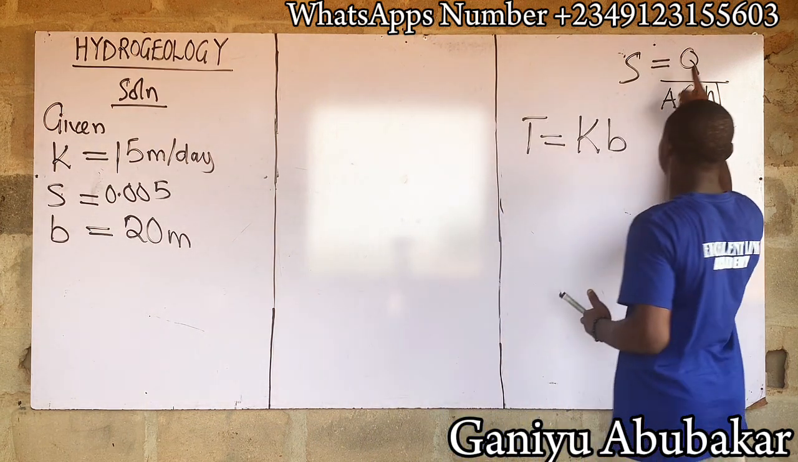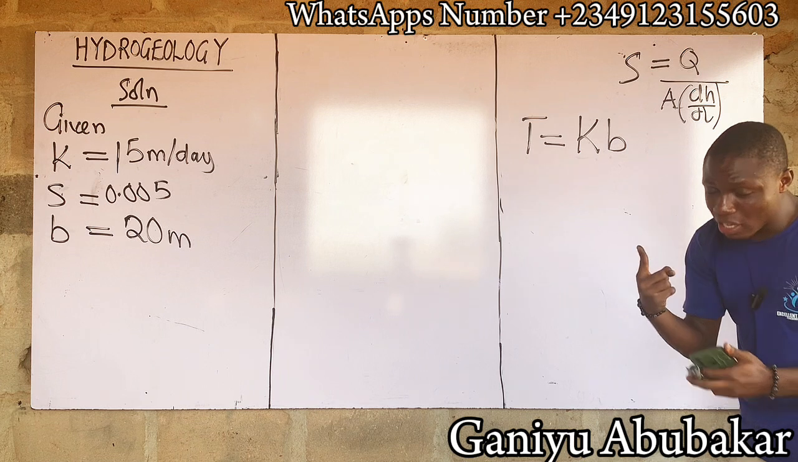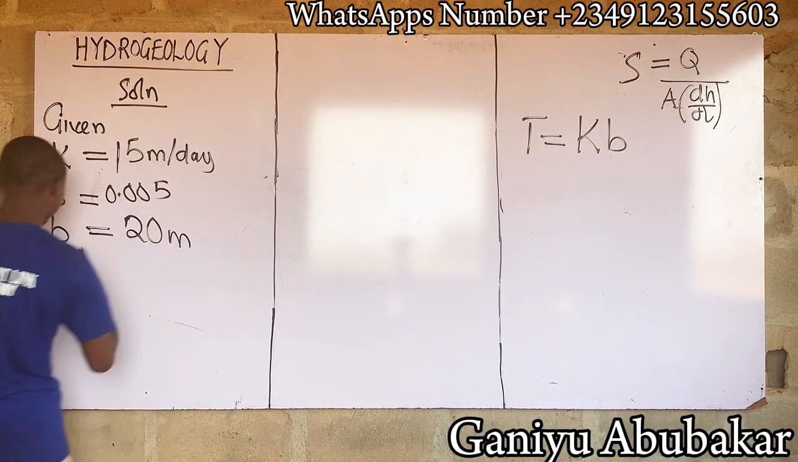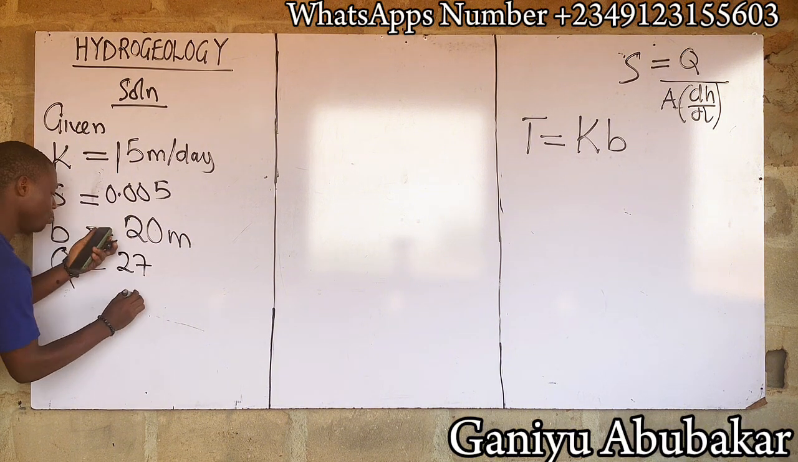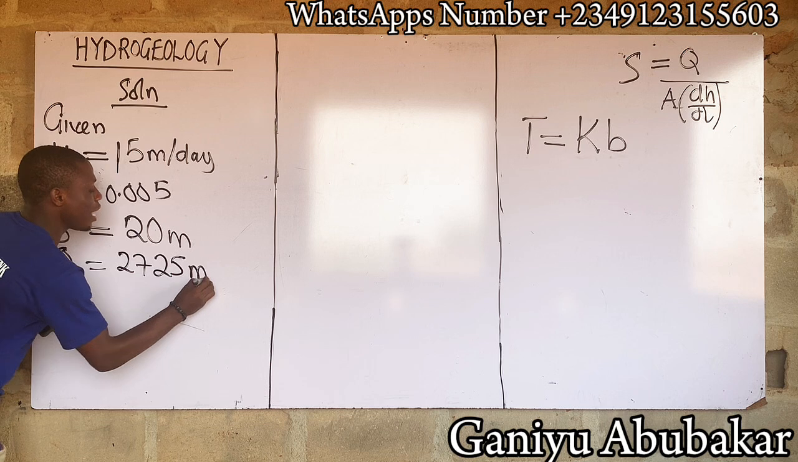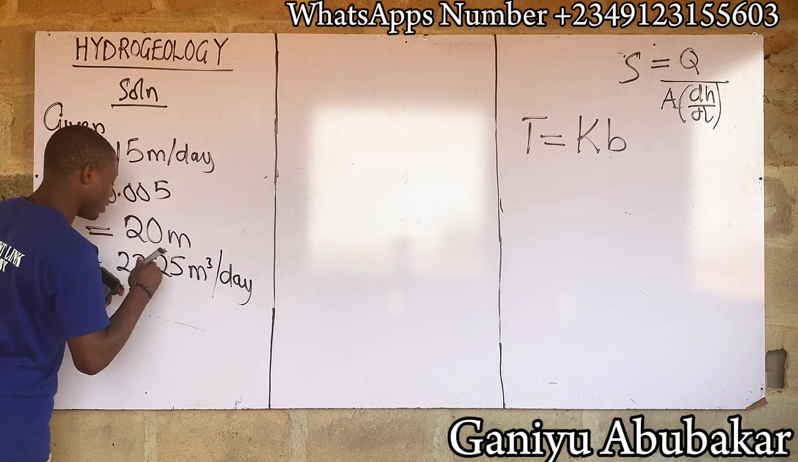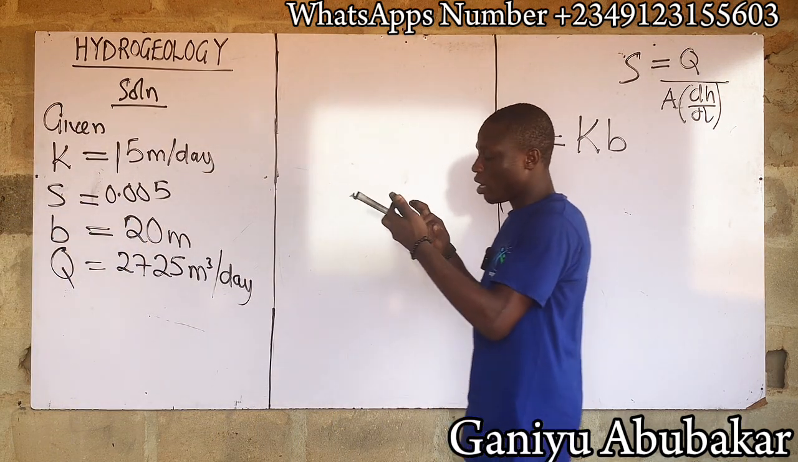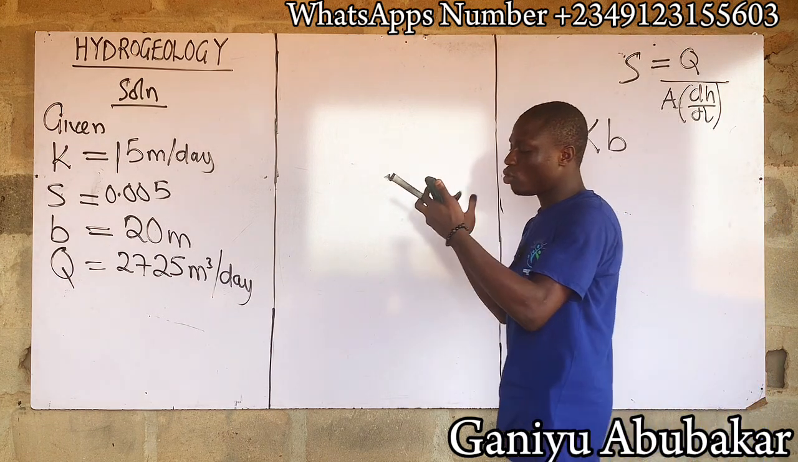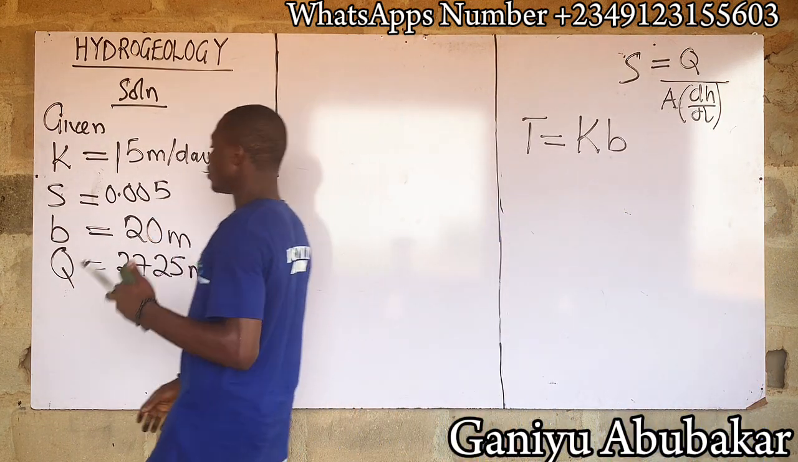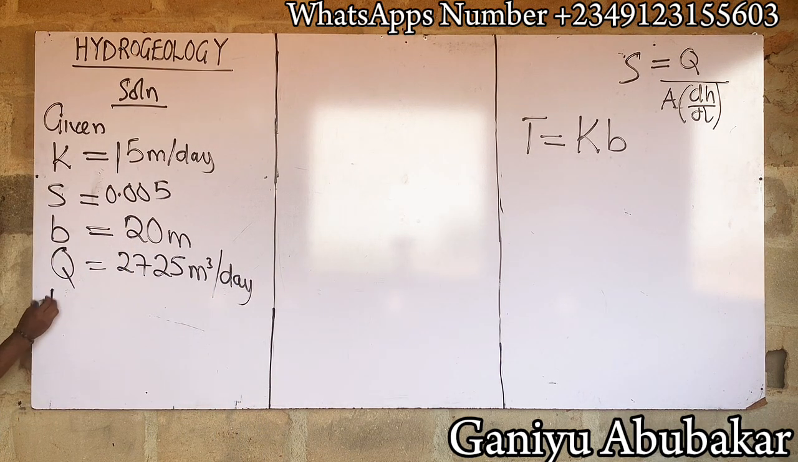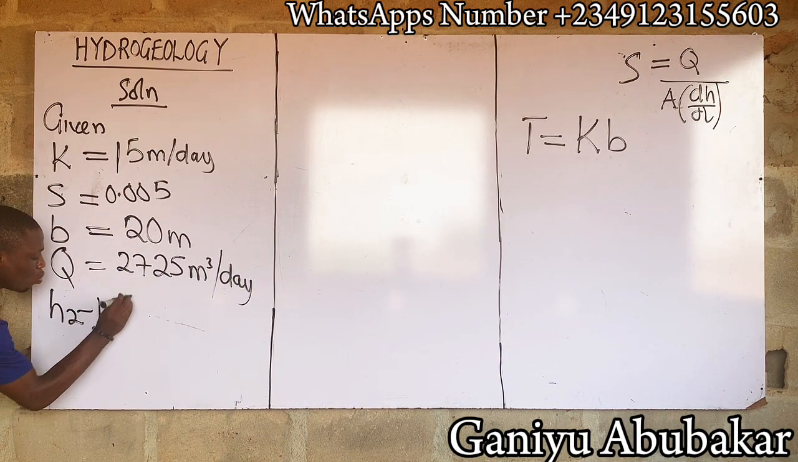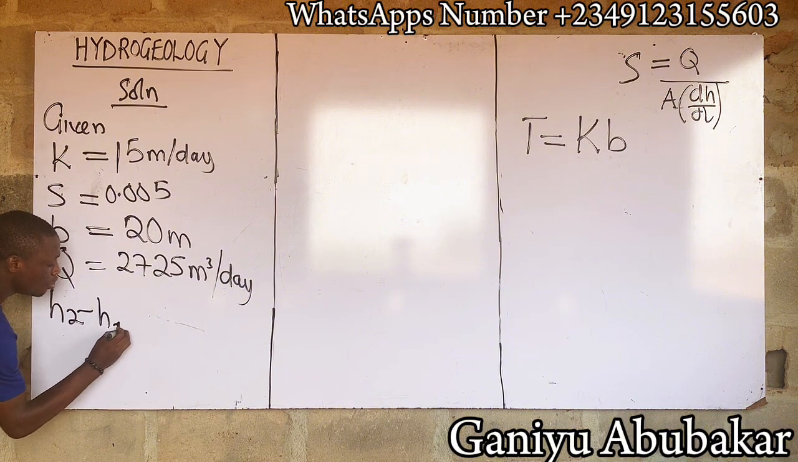Last class we emphasized this Q, the discharge rate. So anything rate, that's Q, please. Q is 2725 meter cube per day. All right, that's the value for Q there. The question says, what is the drawdown at the distance? So the task behind drawdown is simply H2 minus H1. That's the expression for drawdown, please.